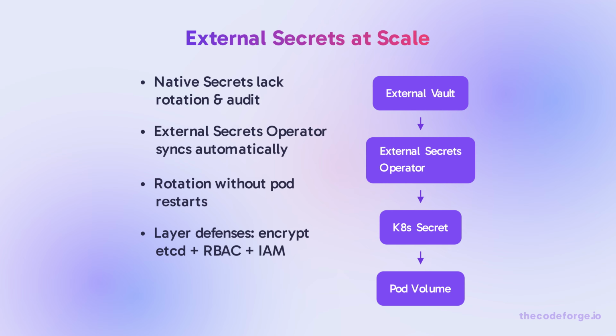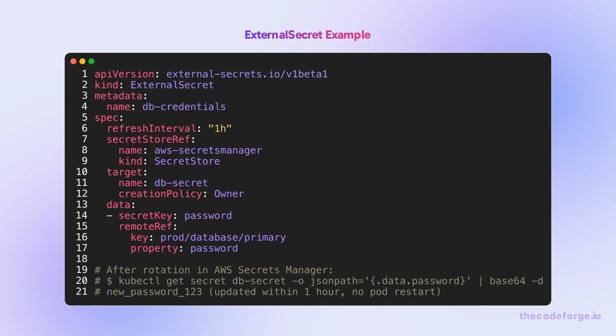But remember to layer defenses. Encrypt etcd, lock down RBAC, and use IAM. This external secret syncs a password from AWS Secrets Manager into a native Kubernetes secret every hour. When the password rotates in AWS, the Kubernetes secret is updated automatically, and mounted volumes pick up the change.